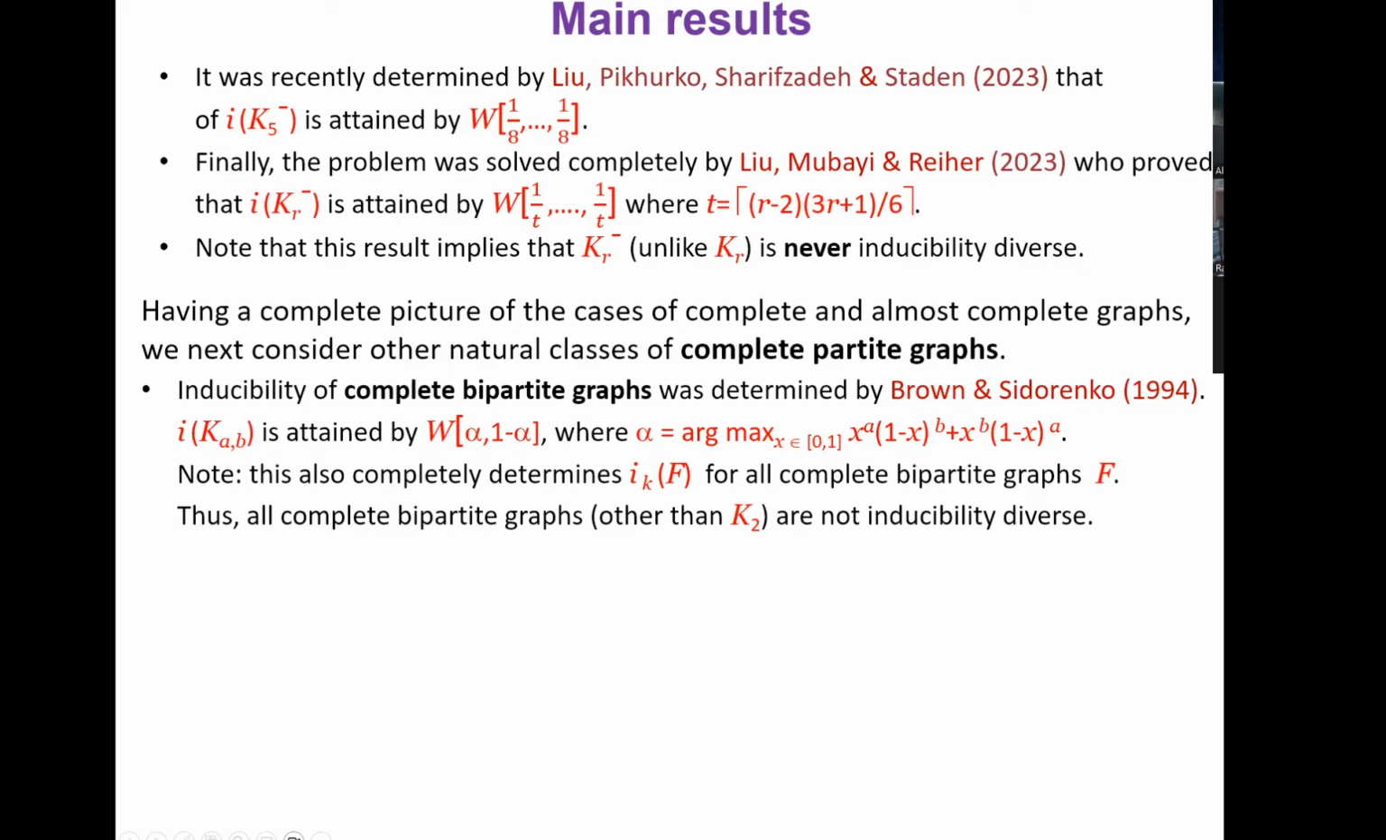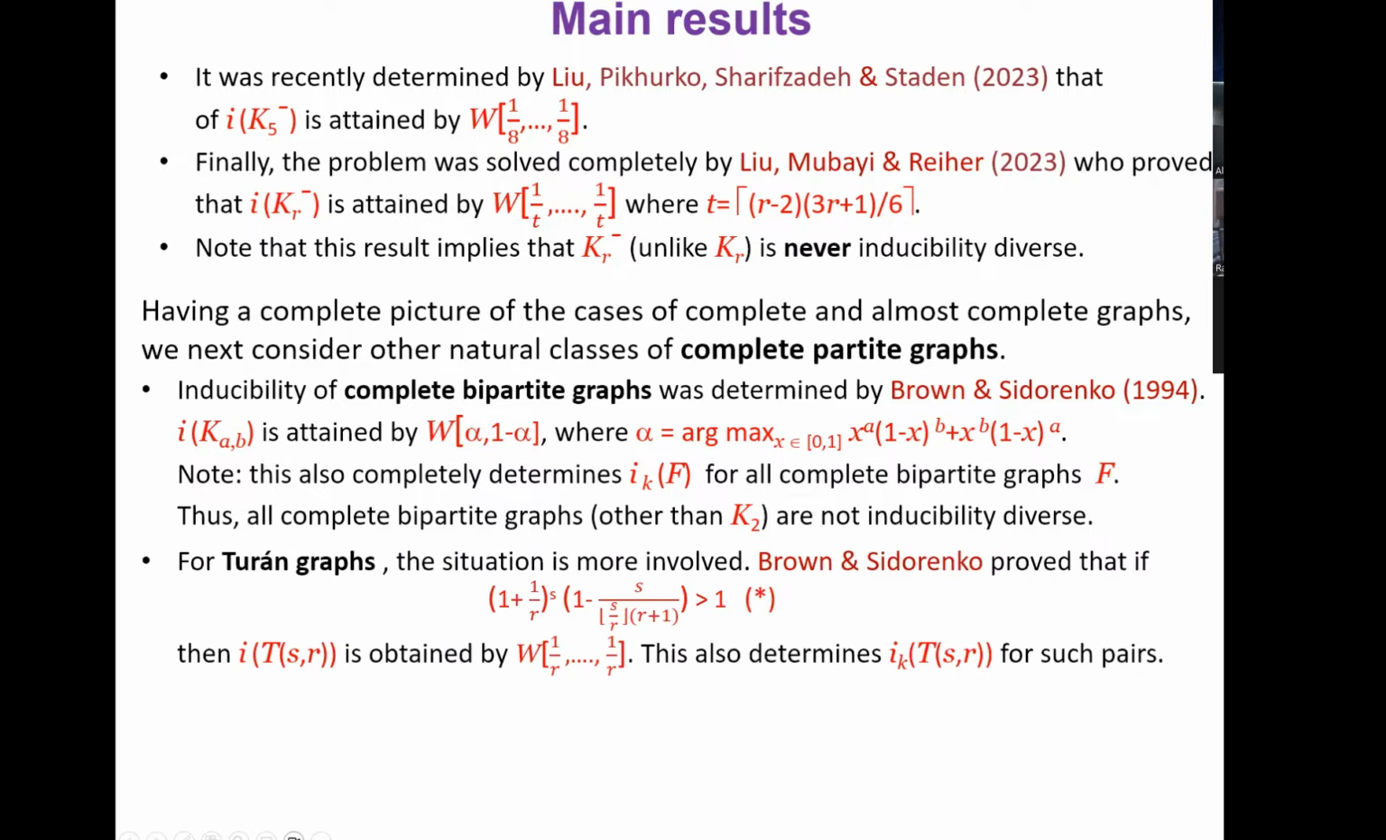And it also means that complete bipartite graphs are not inducibility diverse. Even if you don't allow triangles, you don't care. The graphon already doesn't need triangles, right? It has 2 parts. So what about multipartite graphs?